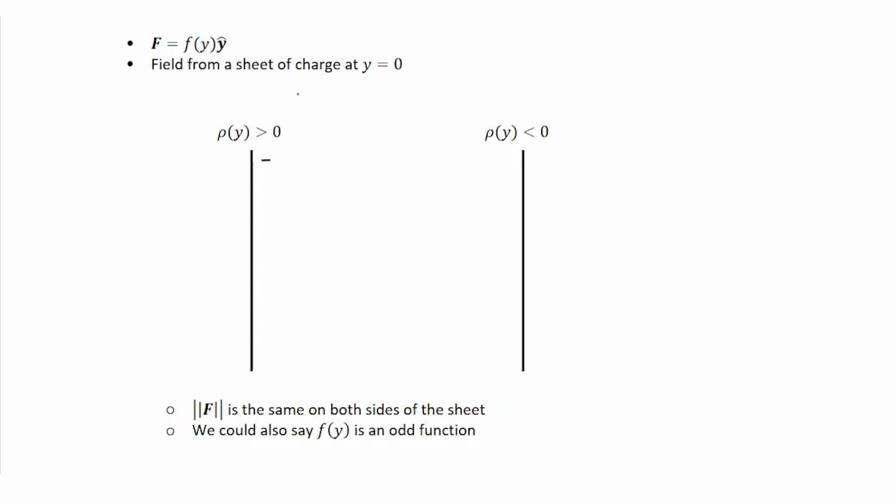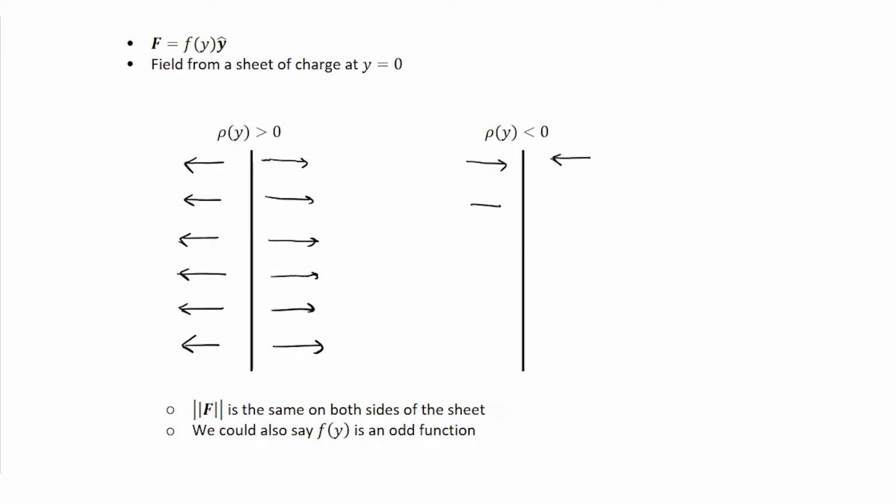And I should mention this sheet is located at y equals 0. So the field would look something like this. It would diverge from the positive charge, and it's symmetric around the y-axis. To be more precise, around the xz plane. And then the same situation here, but then the field converges on a negative charge.